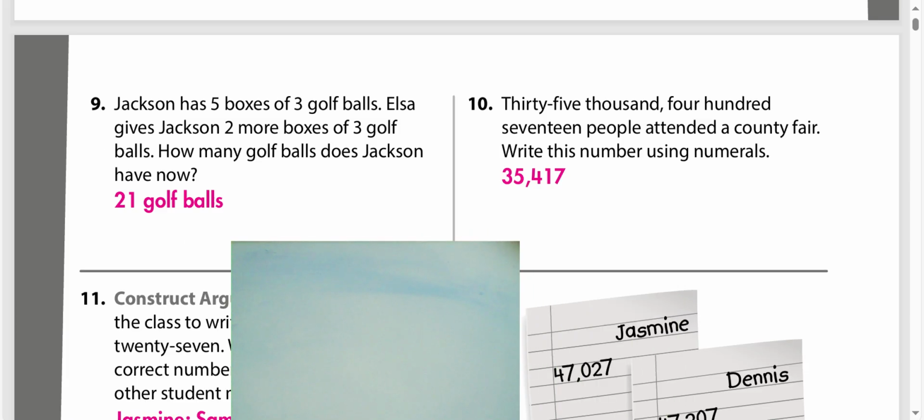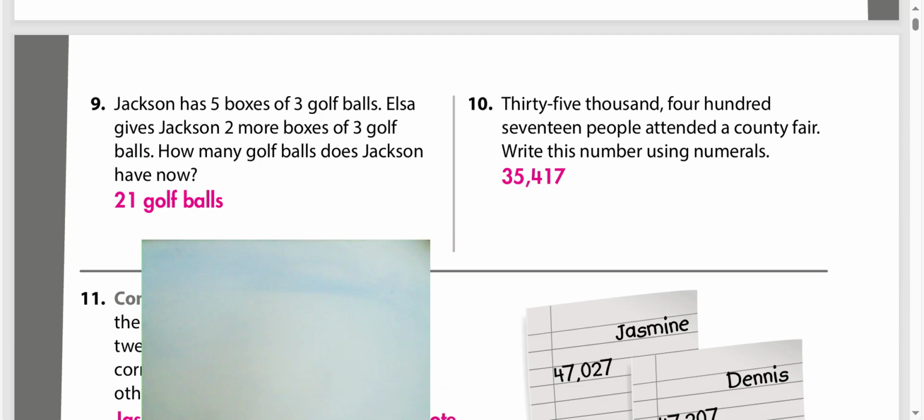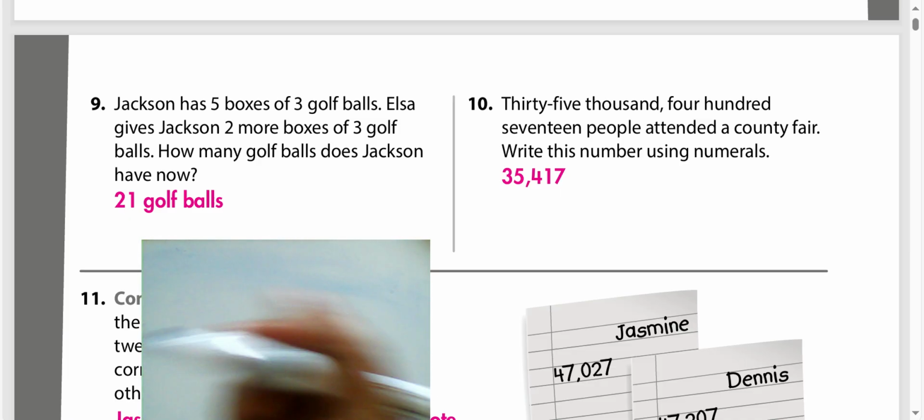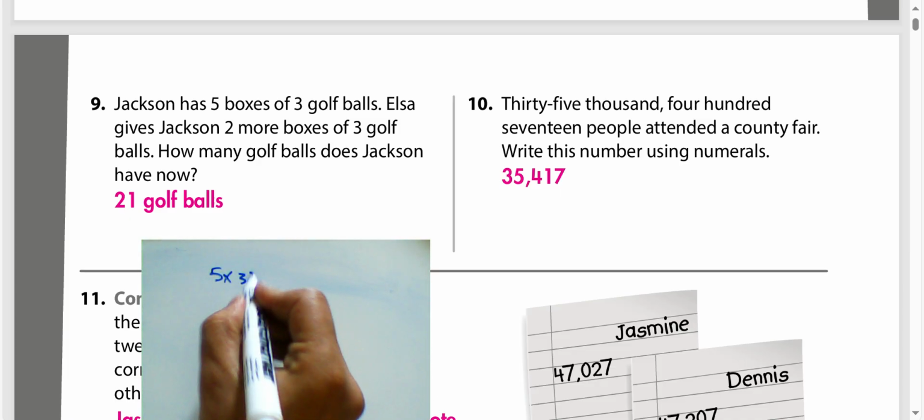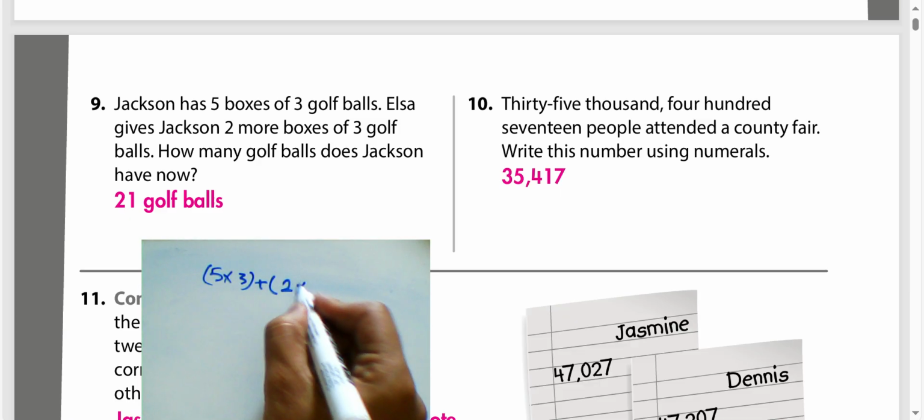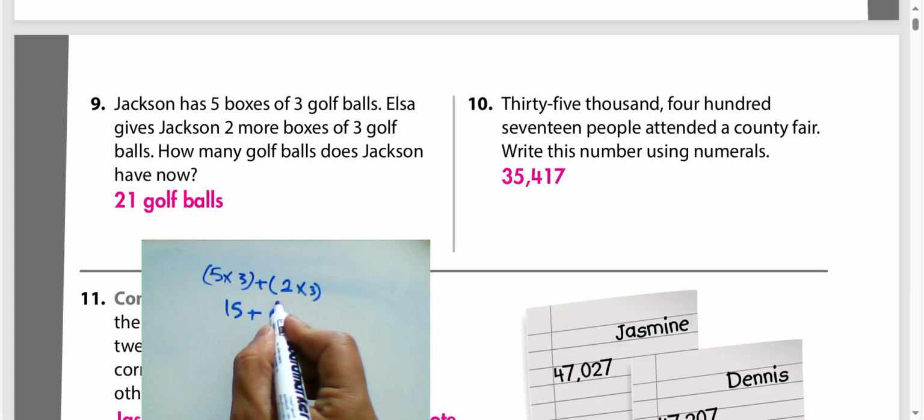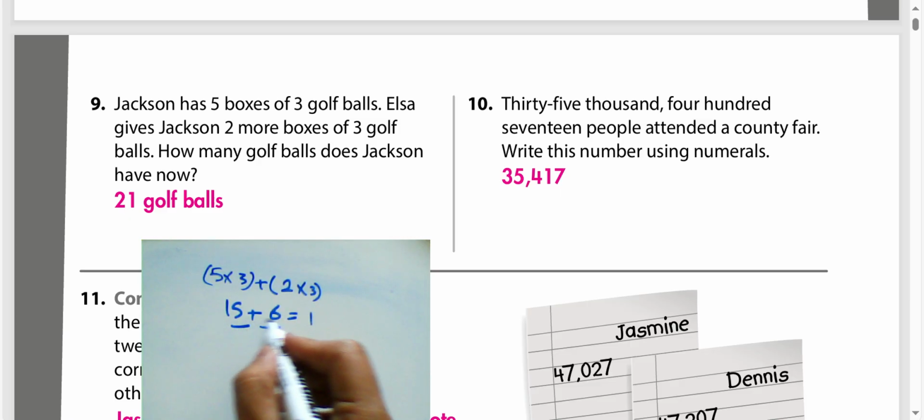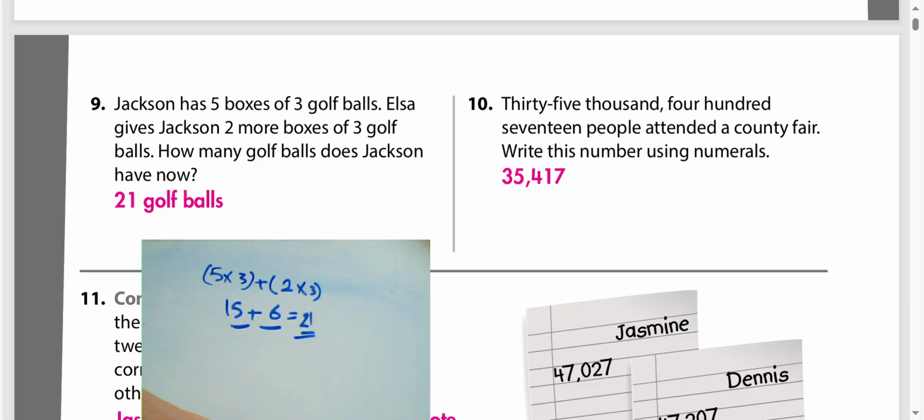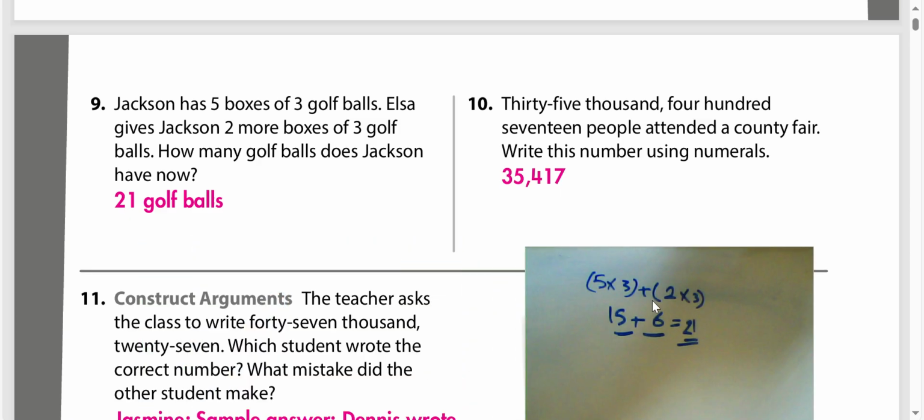Question number 9. Jackson has 5 boxes of 3 golf balls. They give Jackson 2 more boxes of 3 golf balls. How many golf balls does Jackson have now? So we have 5 boxes of 3. 3 times 5 equals 15. So we can write the product of 5 and 3 and also the product of 2 and 3. 5 times 3 equals 15 and 2 times 3 equals 6. 15 plus 6 equals 21. Then the answer here will be 21. Understood? Next question.